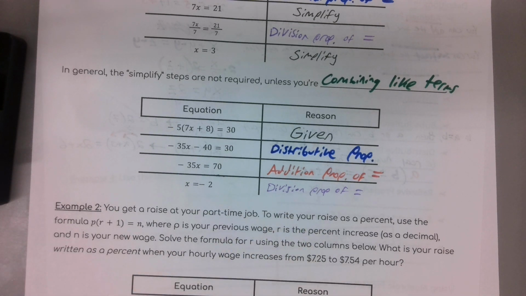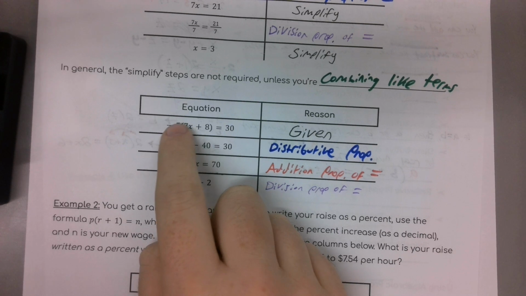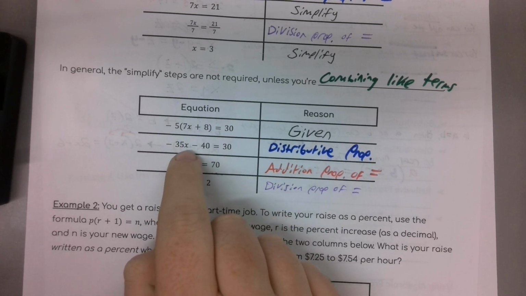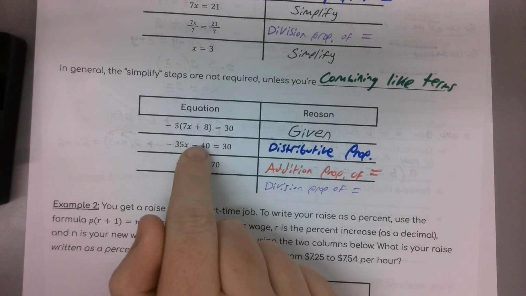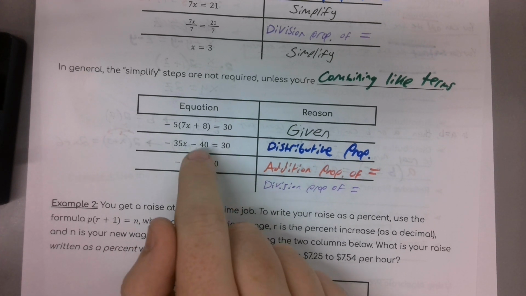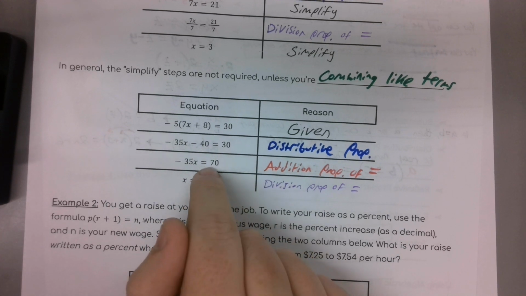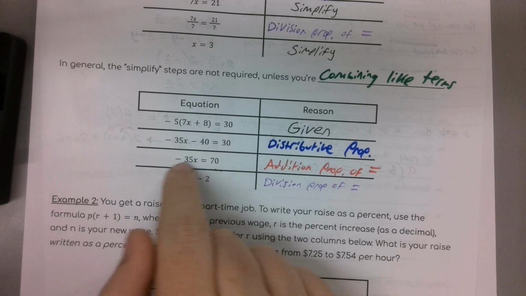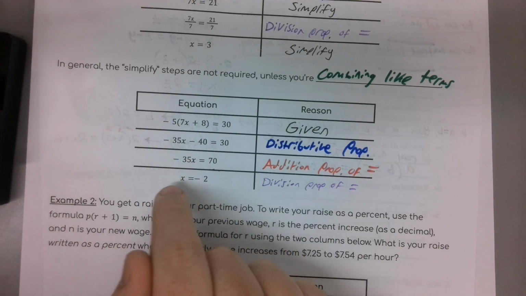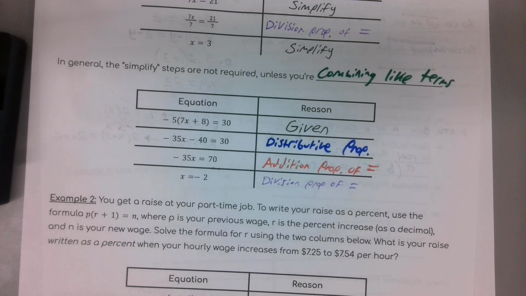How did we do, everyone? As we take a look here, we started by distributing the -5 into the parentheses. That's how we made the parentheses disappear. After this, the -40 disappeared, and the other side became 70, so we know we must have added 40 to both sides. Following this, we want to get x by itself, so we have to get rid of this -35. We do that by dividing by -35 to get x equals -2.